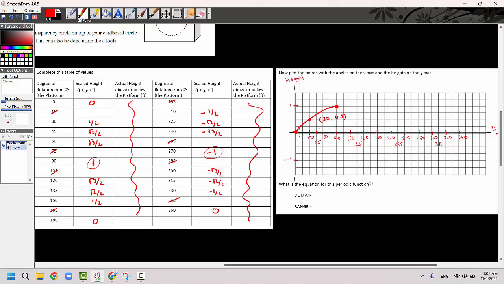Now between 90 and 180, 180 is an easy culprit because he gets me 0, but 150 also gets me 1/2. So I'm going to put him at the same elevation. I'm not going to label him. I'm just going to call him 1/2 in the same position.